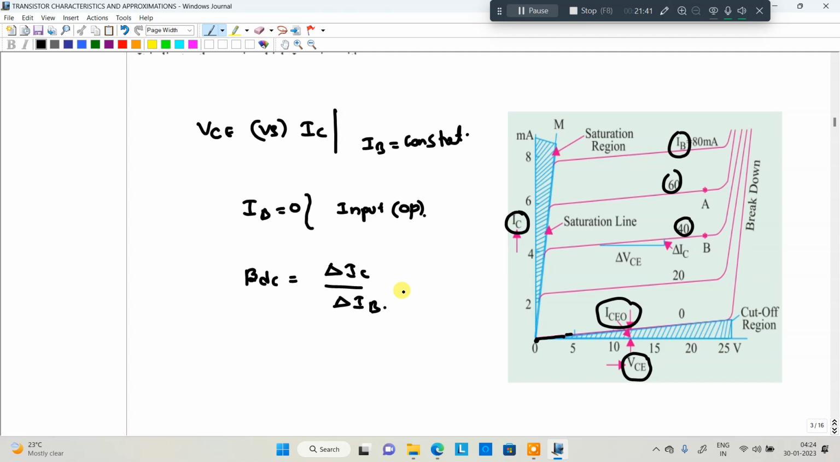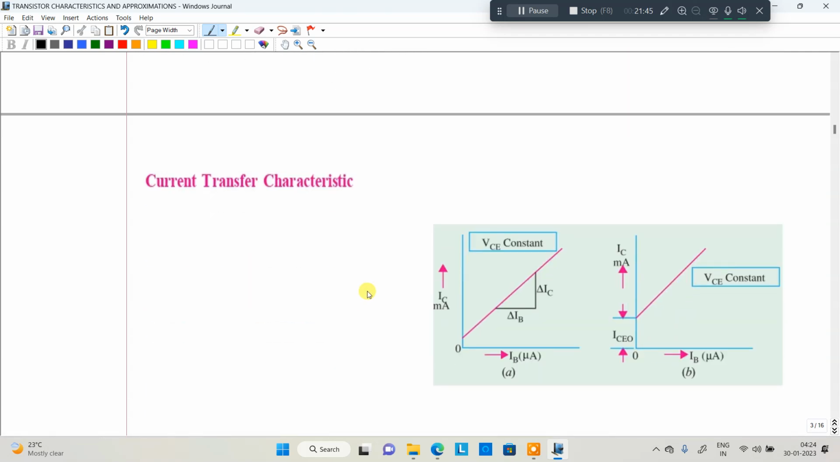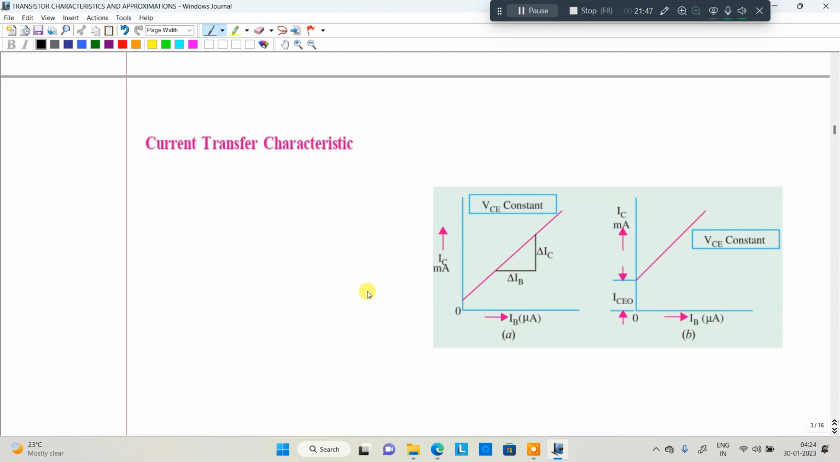Okay. After that, the transfer characteristics of the common emitter configuration. It is drawn between the input current, that is IB, versus the output current IC. So what parameter should be constant? The output voltage, that is VCE, is held constant. Initially IB is equal to 0. Even though IB is equal to 0, some leakage current will be flowing. After that the graph gradually increases.